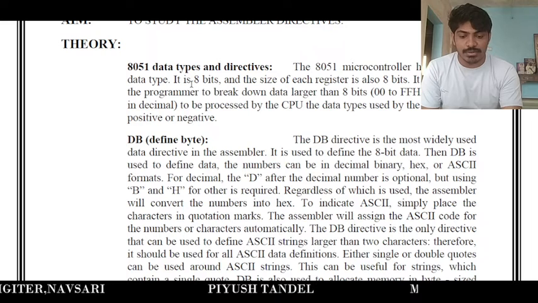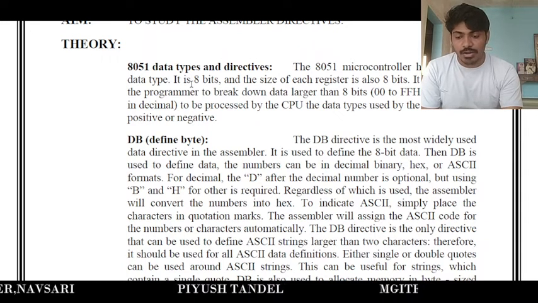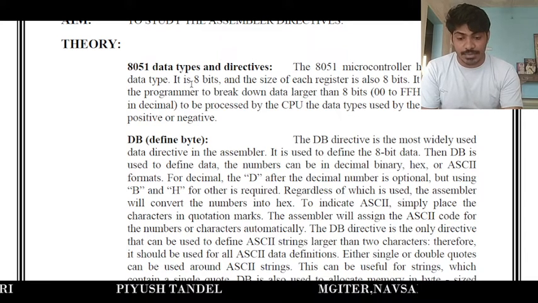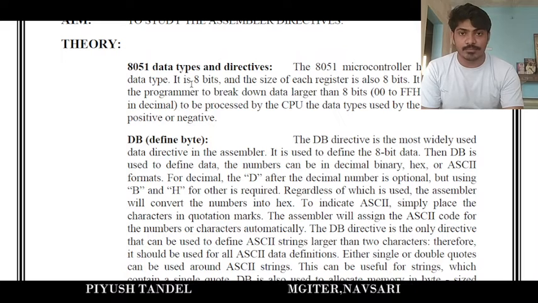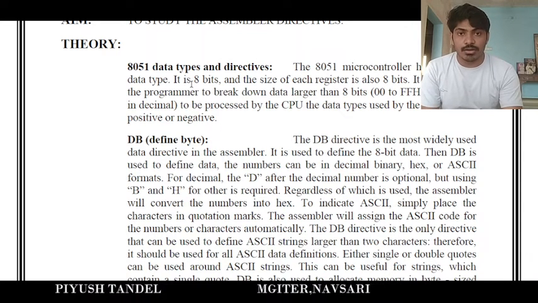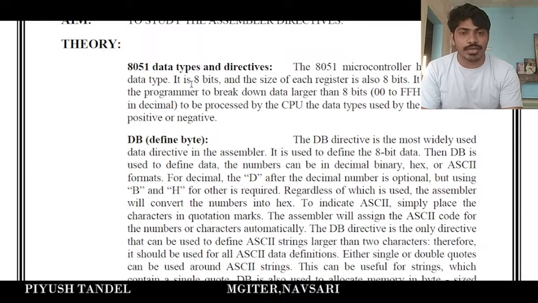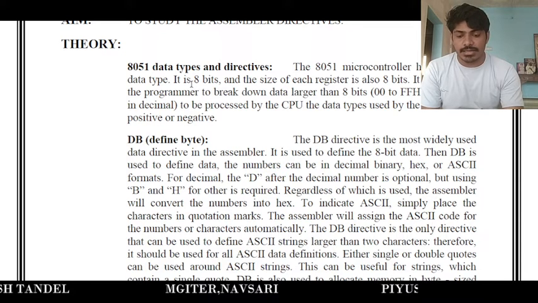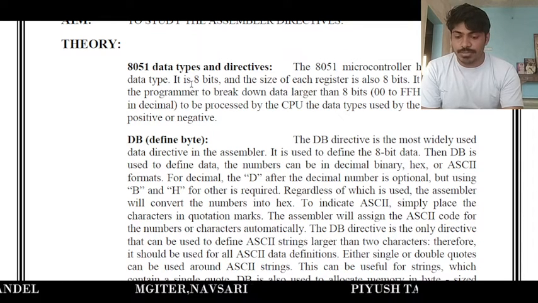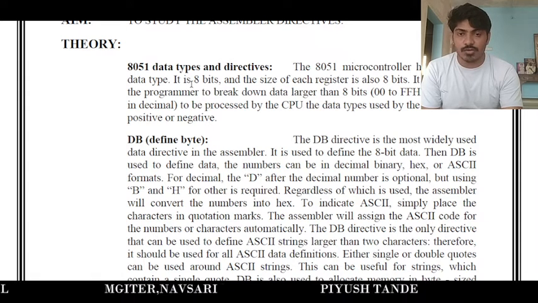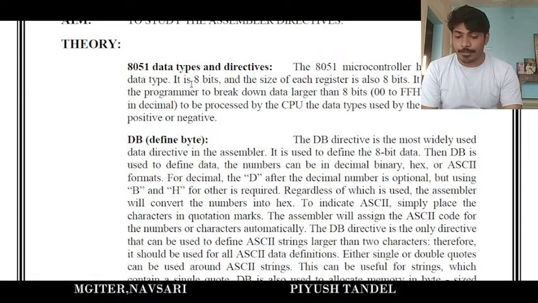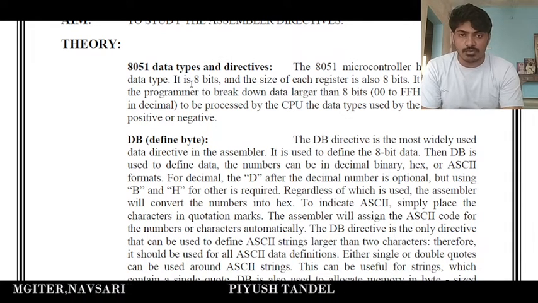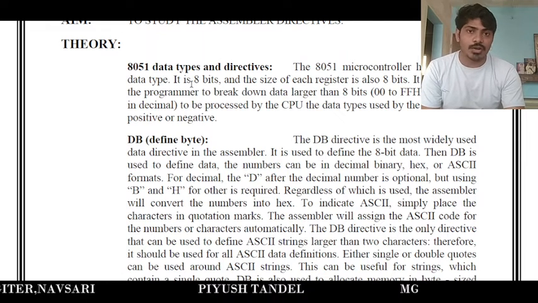The numbers can be decimal, binary, hexa or ASCII format. For decimal, we can simply denote it by a capital D after the decimal number. So if we are writing any decimal number, suppose 244, then after the 244 we indicate a capital D. So the computer is going to understand that this data is a decimal number. Now, B is used for binary and H for hexa, for other requirements, and regardless of which is used, कौन सा यूज कर रहे हैं वो हमारे ऊपर डिपेंडेंट है, और we can say the programmer के ऊपर डिपेंडेंट है.